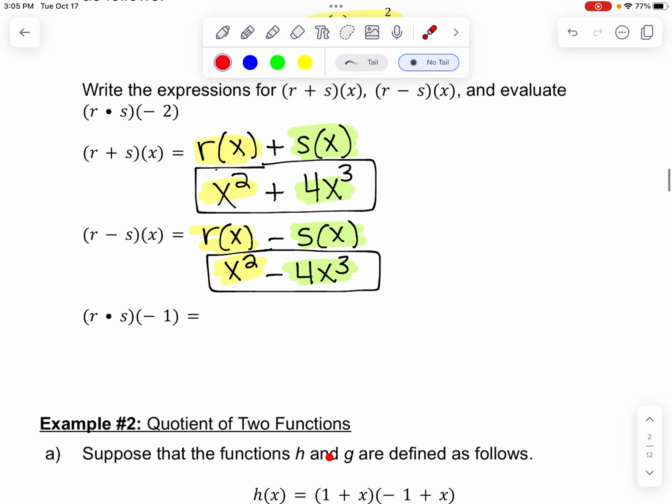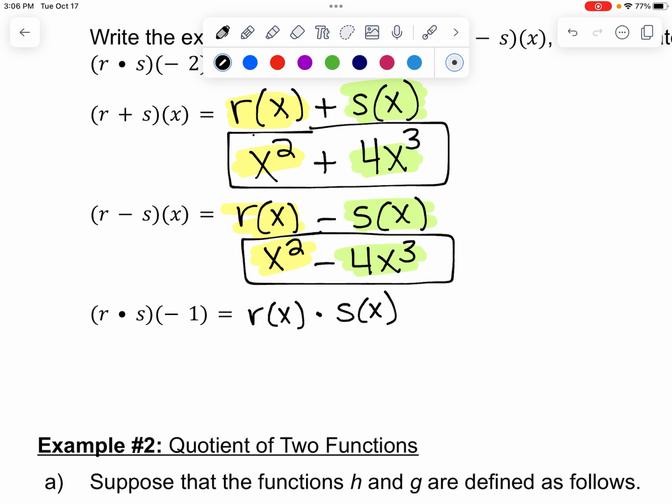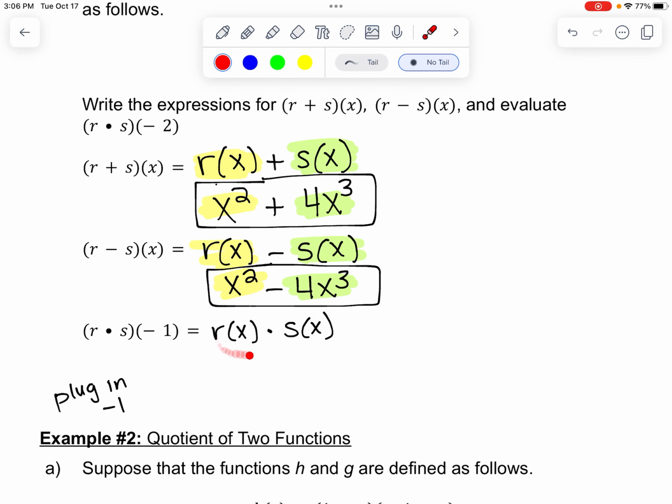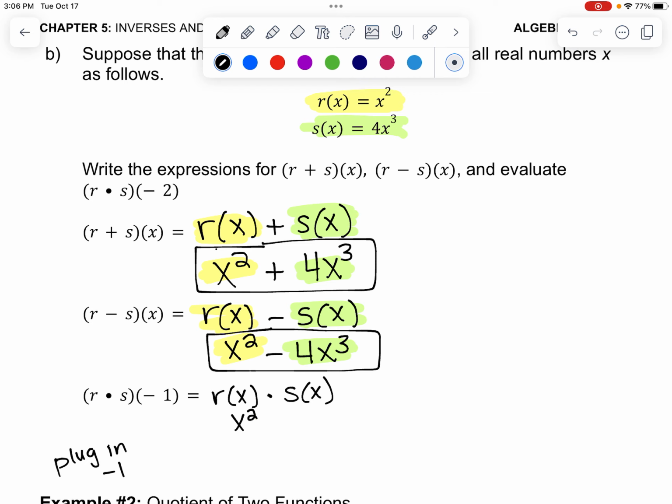What I'm going to do this time is take the 2 functions and find r of x times s of x first, and then plug in the -1 once I have that part simplified. So my r of x is x squared times my s of x, which is 4x cubed.